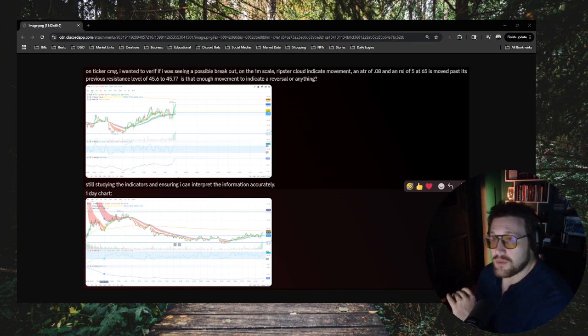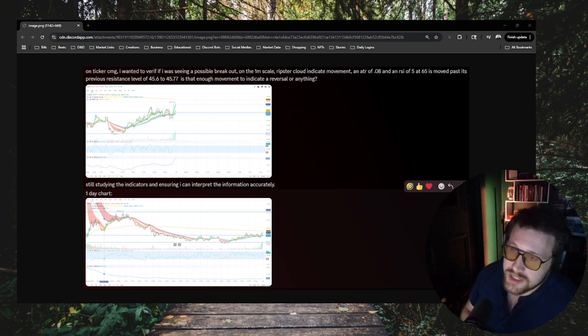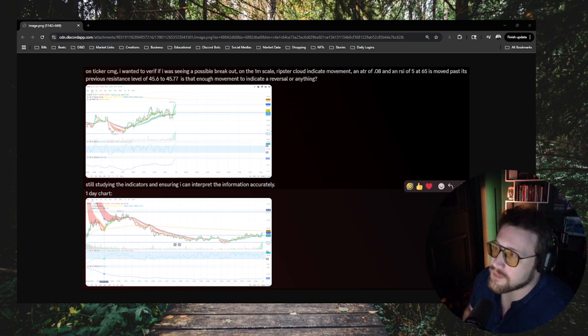So this user said, on ticker CMG, I wanted to verify if I was seeing a possible breakout on the 1 minute scale. Ripster Cloud indicates movement, an ATR of 0.08 and an RSI of 5 at 65. It's moved past its previous resistance at 45.6 to 45.77. Is that enough movement to indicate a reversal or anything? Still studying the indicators and ensuring I can interpret the information accurately. And then he also sent me a photo of the 1 day chart for CMG.